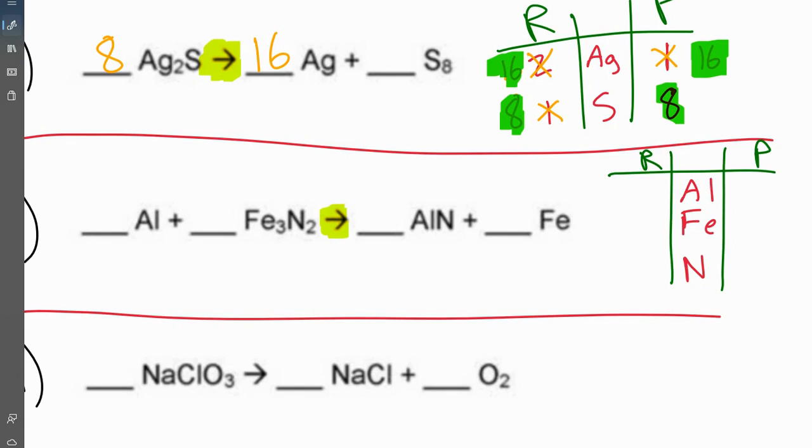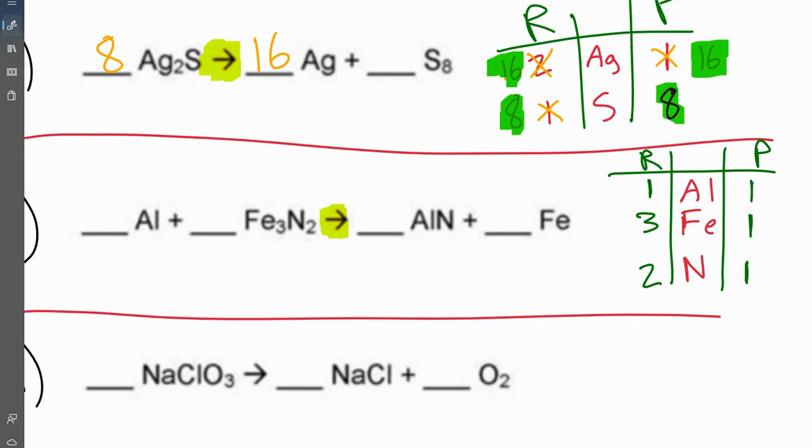All right, let's list how many of these we have. So aluminum, there's 1 on the reactants. Iron in the reactants, there are 3. Nitrogen in the reactants, there are 2. Okay, now we hit the arrow, we're in the products. Aluminum, there's 1. Nitrogen, there's 1. And then iron, there's also 1.